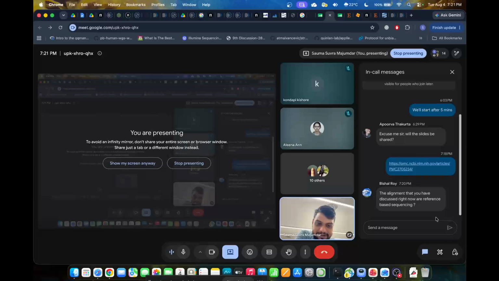If you are talking about assembly-based, this is not assembly-based. So we are not assembling the genome. We have a known reference genome. We are just aligning our reads to the known reference genome.